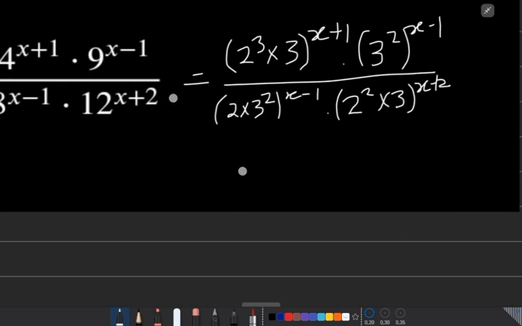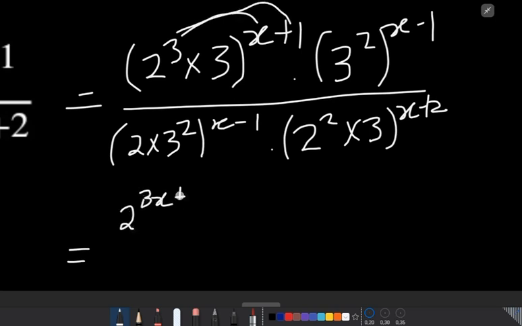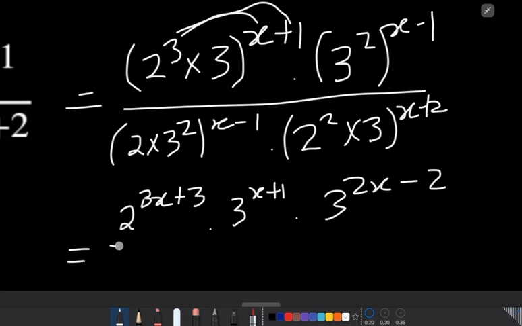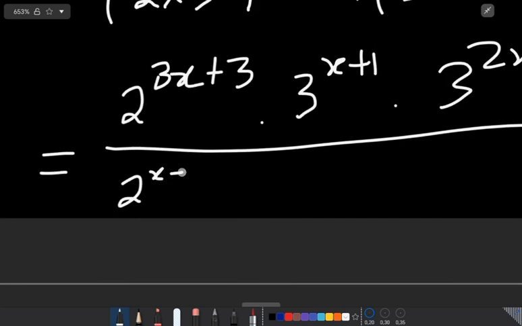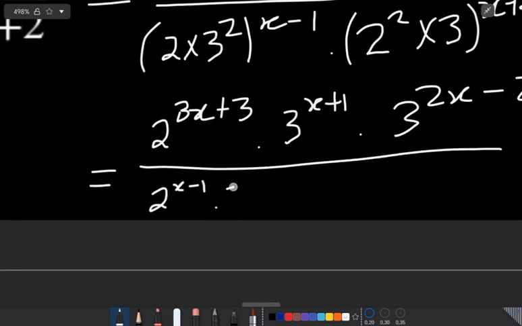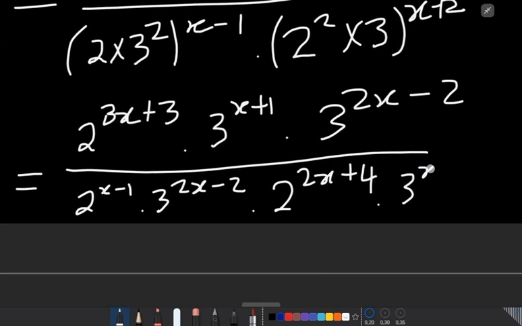Okay, now once we have it here, the only thing we need to do is distribute the exponent, right? So this is going to be 2 to the 3x plus 3 times 3 to the x plus 1 times 3 to the 2x minus 2, over 2 to the x minus 1 times 3 to the 2x minus 2 times 2 to the 2x plus 4 times 3 to the x plus 2.